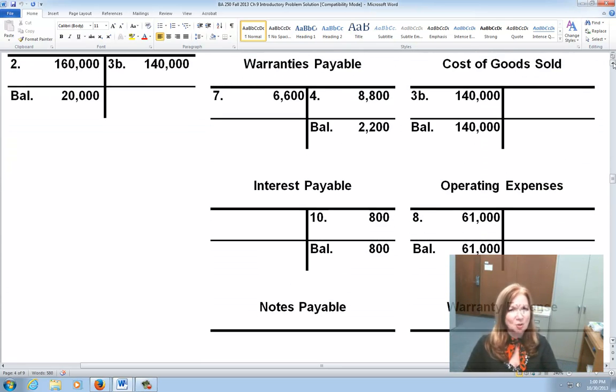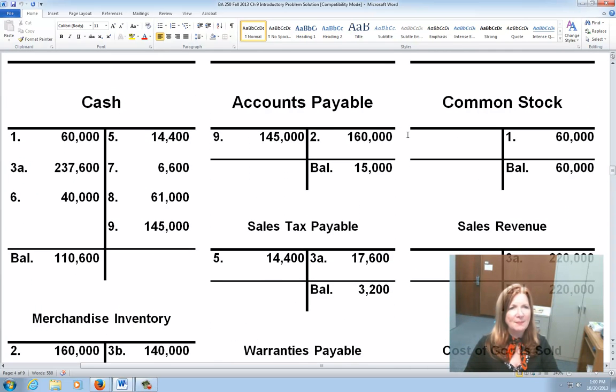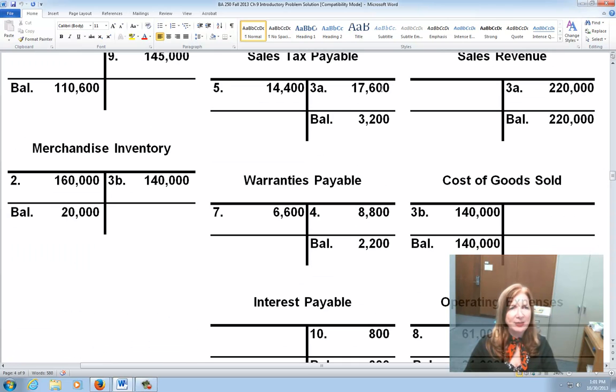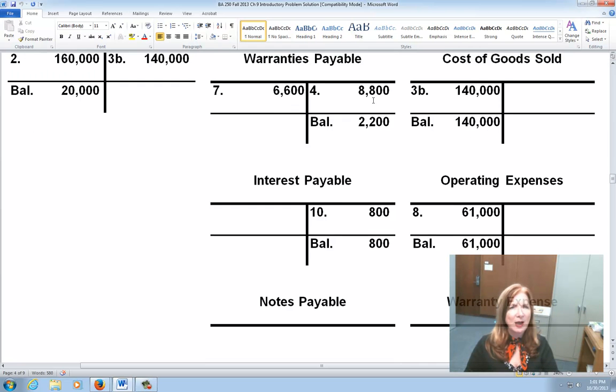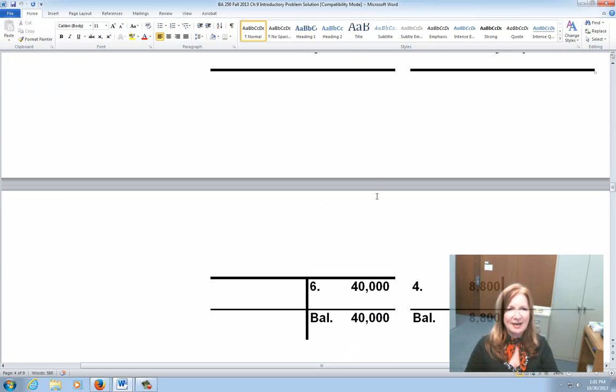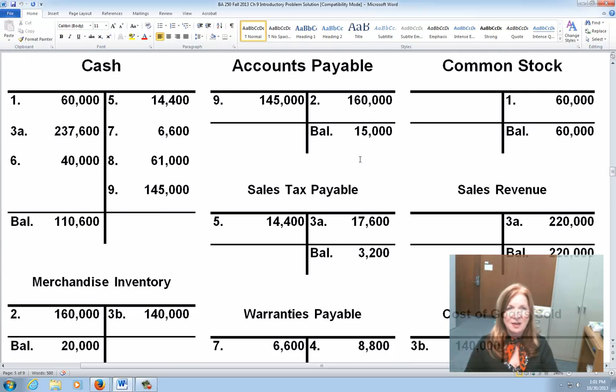So I'm going to go up to the top and show that to you. So here's accounts payable. Here's the credits, there's the debits. Subtract the difference and put it on the credit side because the credit number is bigger. And same thing with sales tax payable. The credit is bigger than the debit, and so the balance would be a credit. Same thing with warranties payable. The credit is bigger than the debit, so the balance would be a credit. Interest payable, there's only 1 transaction, so that's a credit. And notes payable, there's only 1 transaction, so it's a credit.